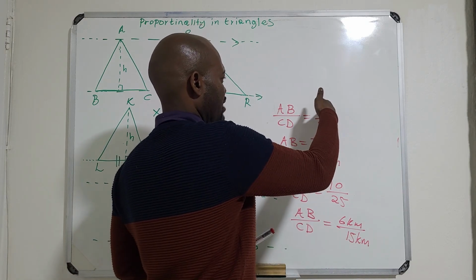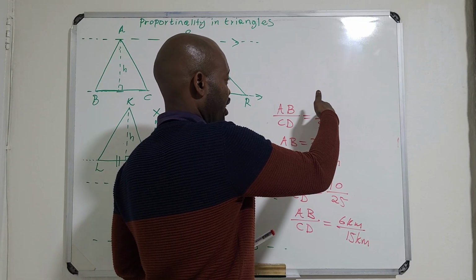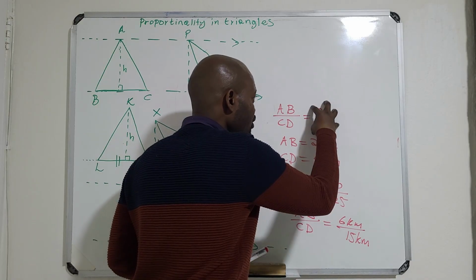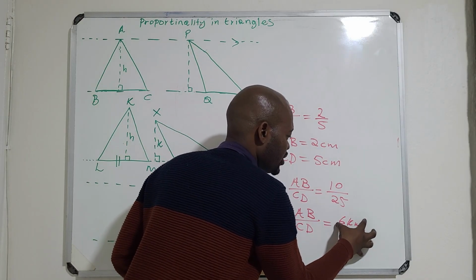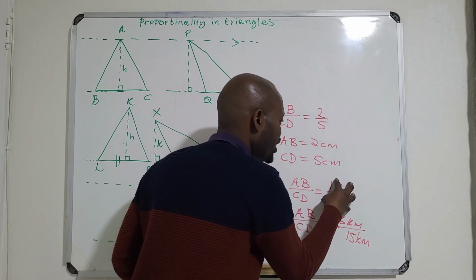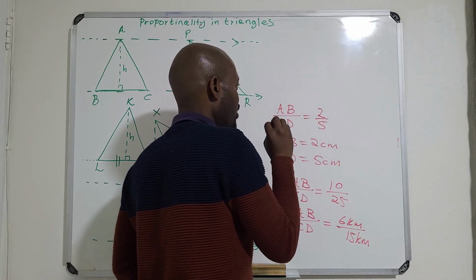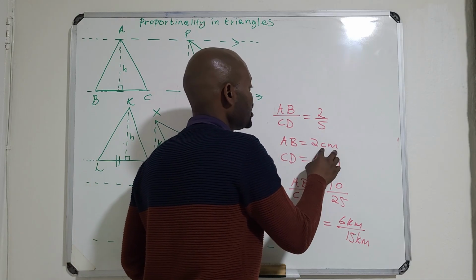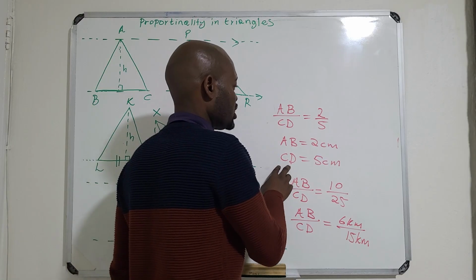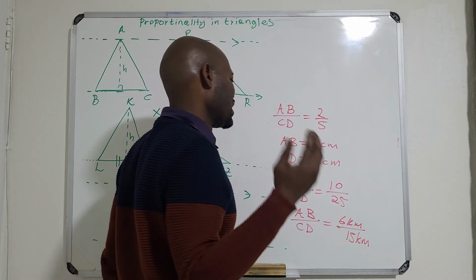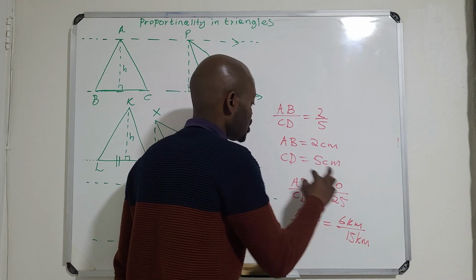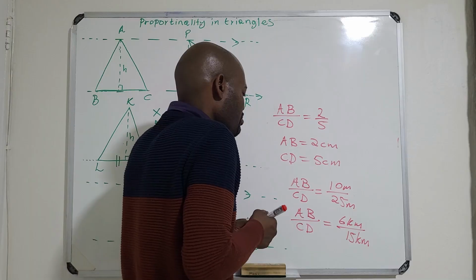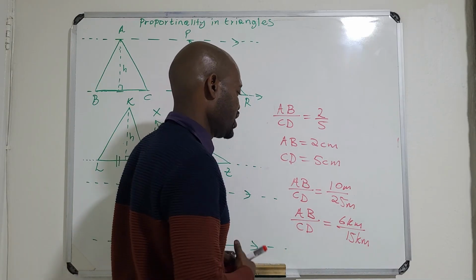Since I've multiplied that by 2, by 3, I multiply that by 3. Therefore, it's in its simplest form. Therefore, AP over CT does not mean that AP is equal to 2 centimeters or is equal to 5 centimeters. It can mean that AP is equal to 10 meters. It can also mean that CT is equal to 25 meters.